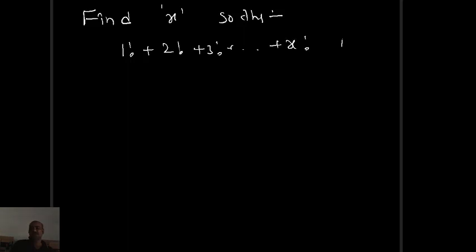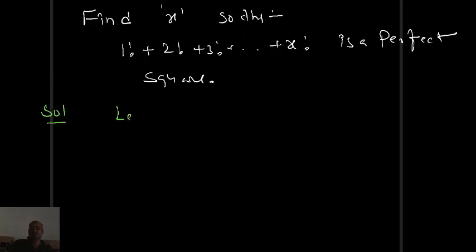Find x so that 1 factorial plus 2 factorial plus 3 factorial and so on plus x factorial is a perfect square number. So, the solution is an interesting problem. Solution: let n be taken as 1 factorial plus 2 factorial plus 3 factorial up to x factorial.